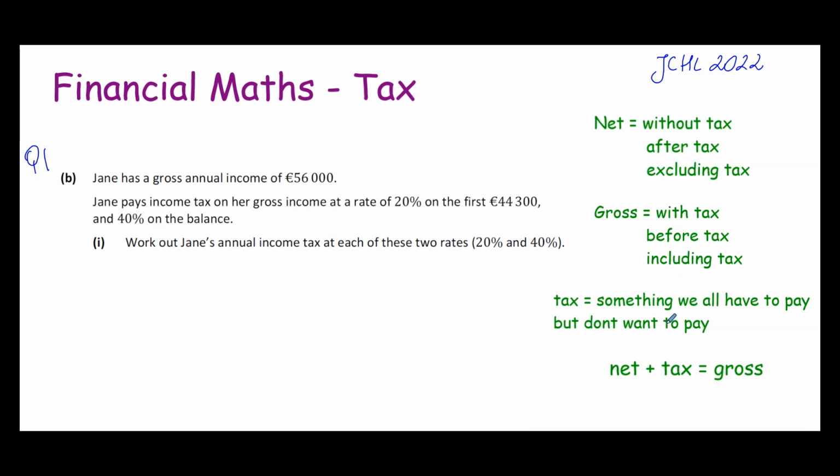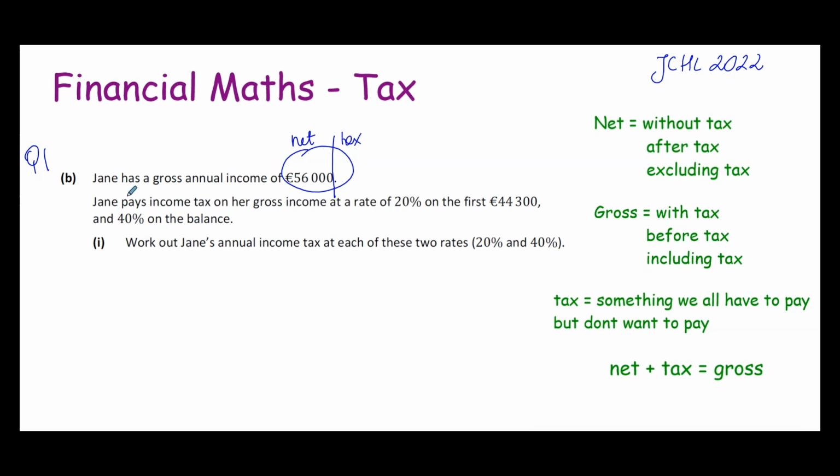Now, what is tax? Tax is something that we all have to pay, but we don't want to pay. It's very important, it allows the country to function, but we all don't like paying it. The general idea of how it works is that you take the net value plus the tax, and therefore you get the gross value. So when you are looking at income of 56,000, part of that money will be net and part of it will be tax.